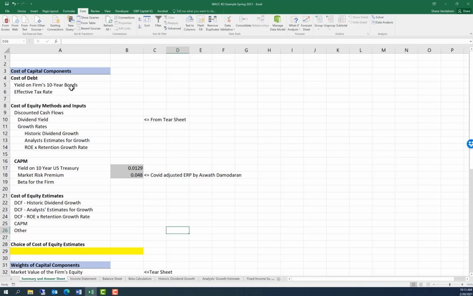So the first thing we're going to talk about, for the weighted average cost of capital, is the cost of debt for the firm. And what we're going to use is the yield on the firm's 10-year bonds. So in this case we're talking about Coca-Cola.